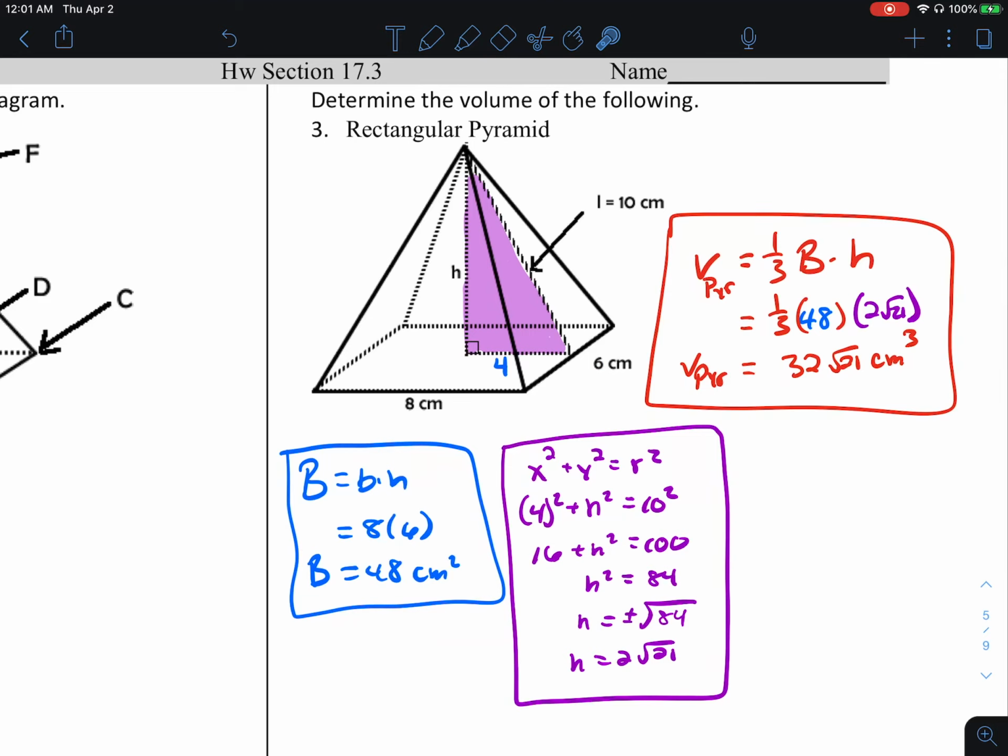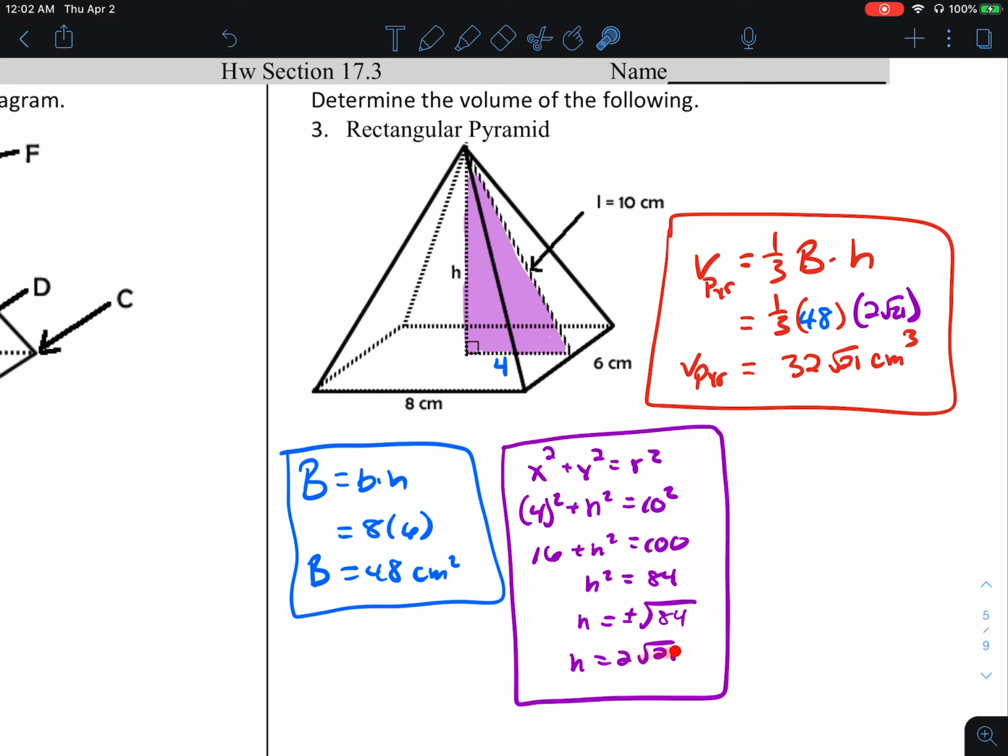To find the volume of the pyramid, it's 1/3 of the base times the height, base being the area of the base. So it's 1/3 of 48 times the height. And this height is unbeknownst to us. However, if we make this right triangle in here, and if this dimension is 8, this height is going to cut that in half, which makes that 4. And then this diagonal, the hypotenuse, is 10.